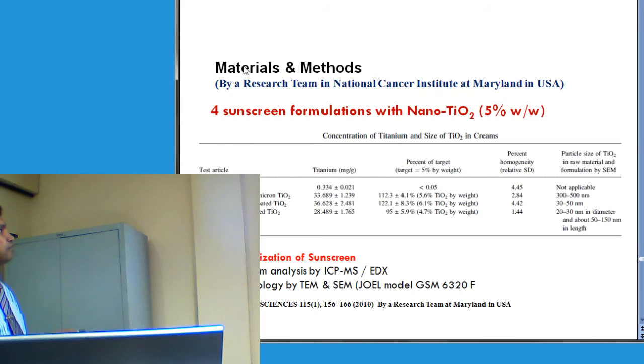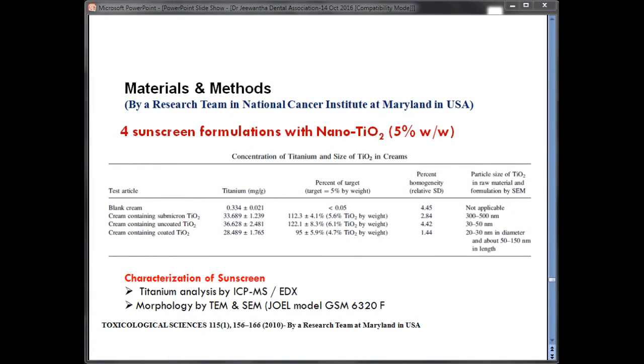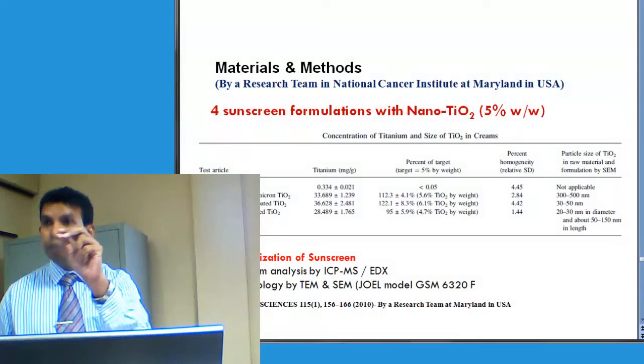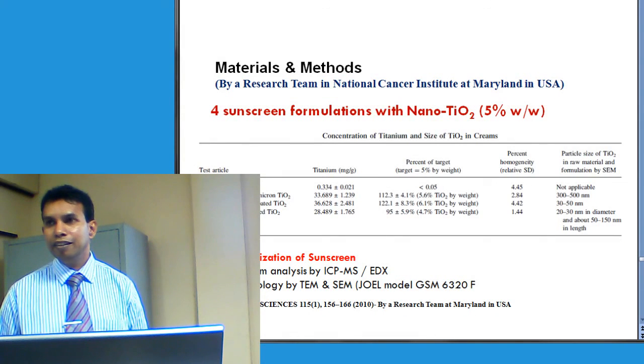In other research, they did the same thing for sunscreen formulated with nano TiO2. This is one of the biggest key raw materials in cosmetic products, and also in dentistry. So they did the same thing, with titanium analysis. This research team at the National Cancer Institute in Maryland, United States of America, published in Toxicological Sciences in 2010. They applied sunscreen cream with nanoparticles and sunscreen cream with bulk particles, and used body parts not of people, but of pigs.